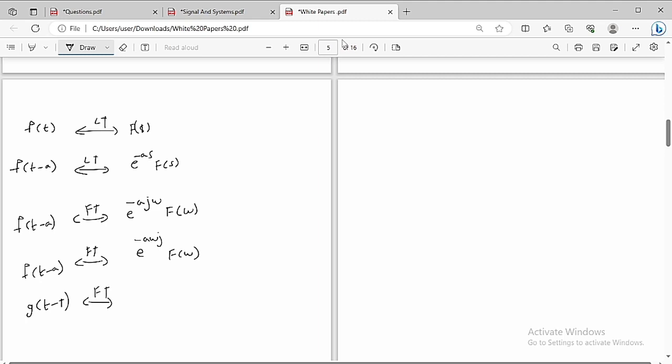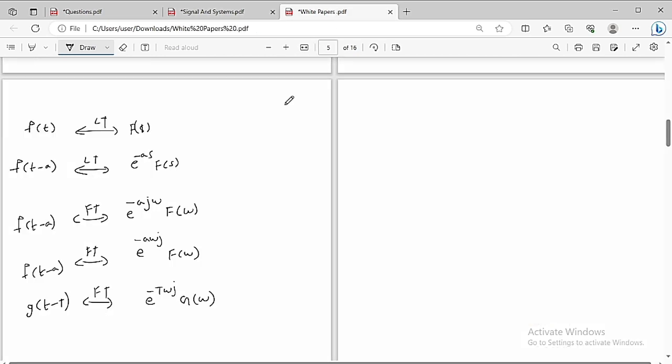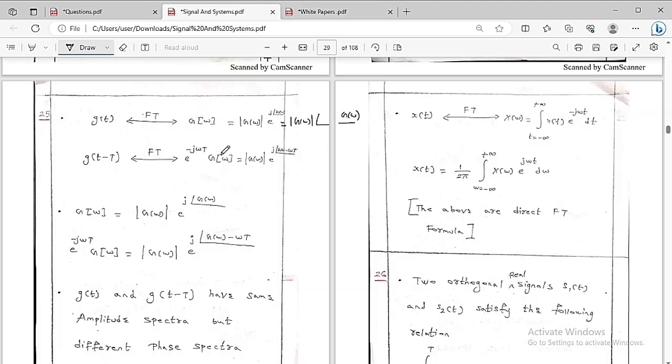In place of a, substitute capital T. So e to the power of minus j omega T. In place of f, substitute g, so G of omega. So this is what we are going to get. Same thing, everything the same. E to the power of minus j omega T into G of omega.